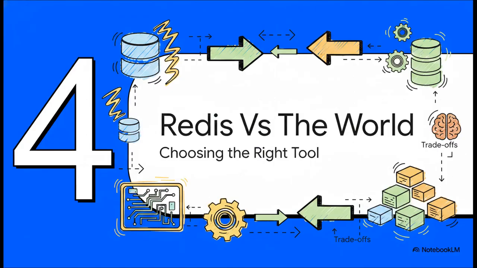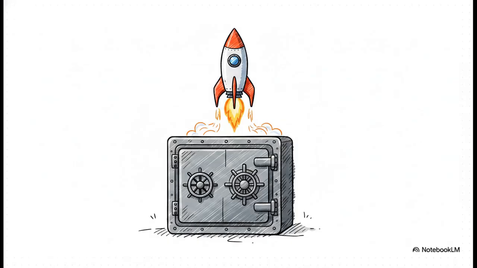Which brings us to Section 4, Redis versus the world, choosing the right tool. We all know software architecture is all about trade-offs. So first up, Redis versus Postgres.